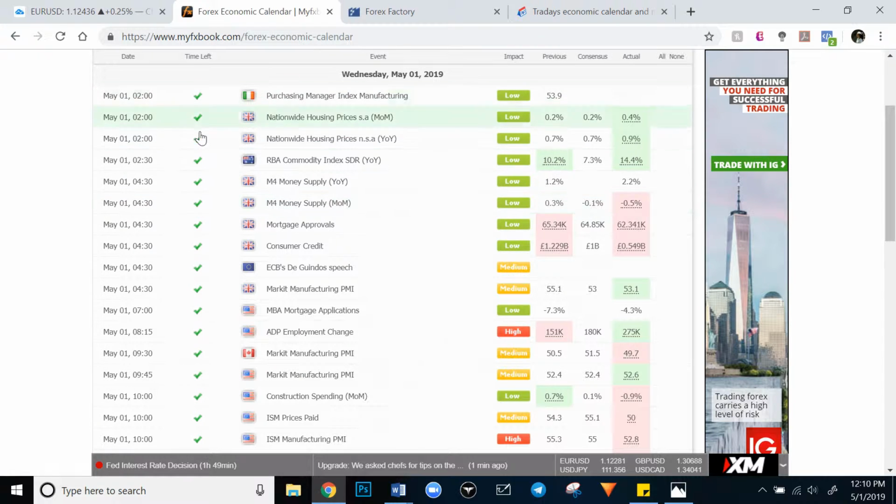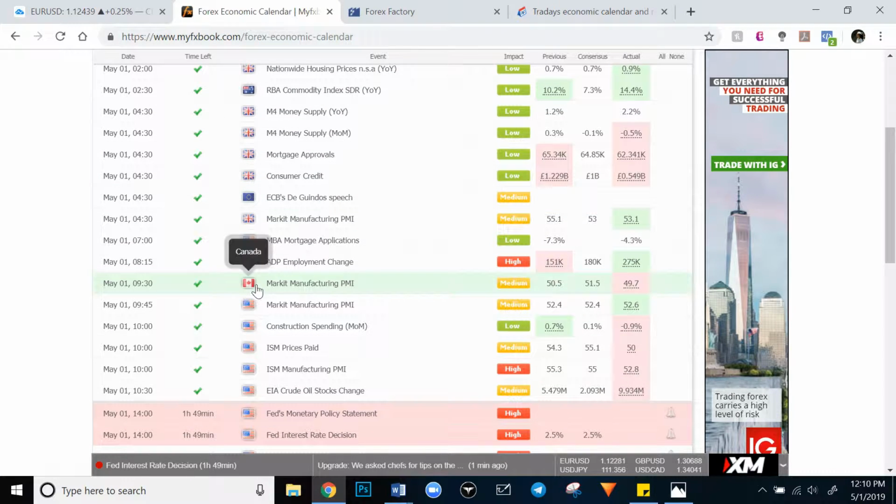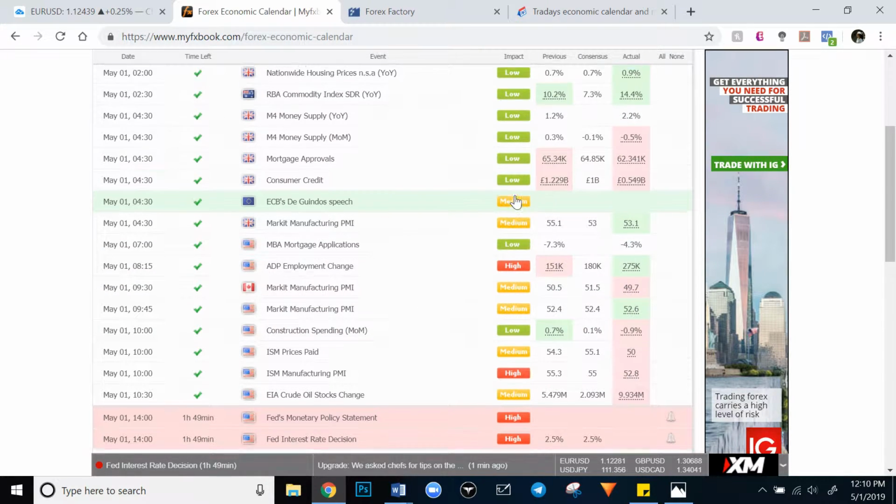So the time left, the check marks, this is what has already been released. So the actual, they have already reported the actual. This is the event. This is the flag. So if you head over, this is going to affect the pound, the Aussie. This is the Canada, the United States.